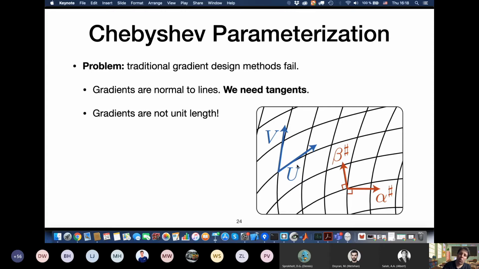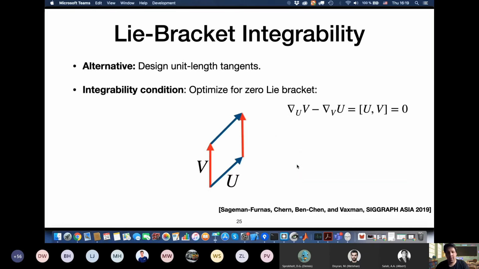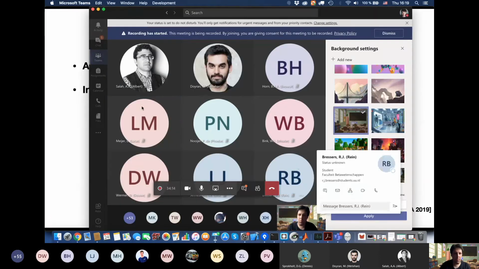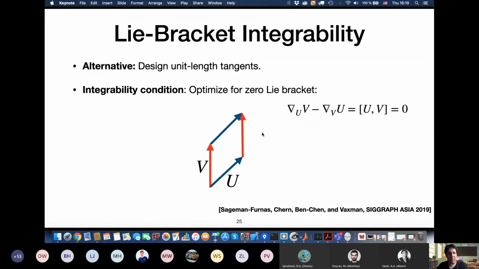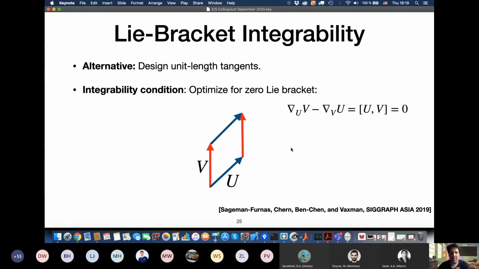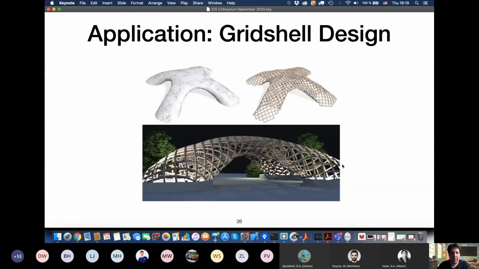Essentially, it means that when you walk on U and then you walk on V, it's like walking on V and then walking on U again. It closes up into a single quad. That means this vector field is integrable. This is also formally called a Lie bracket. I won't go into much detail, okay? But this is what we designed in this paper. We had a discretization for it, so it was very nice. We could create those nice Chebyshev nets and integrate them into those nets. So we could, for instance, simulate those nice structures in architecture.